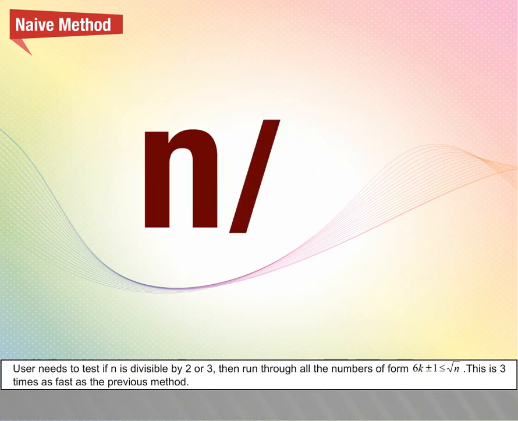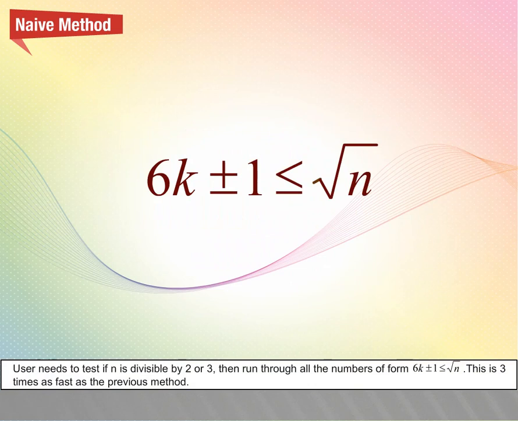Test if n is divisible by 2 or 3, then run through all the numbers of the form 6k plus or minus 1 less than or equal to the square root of n. This is 3 times as fast as the previous method.